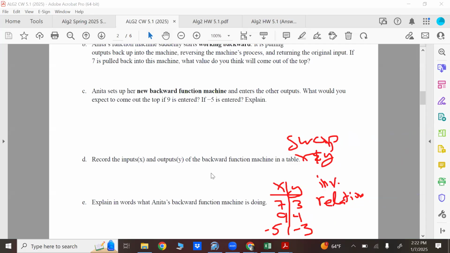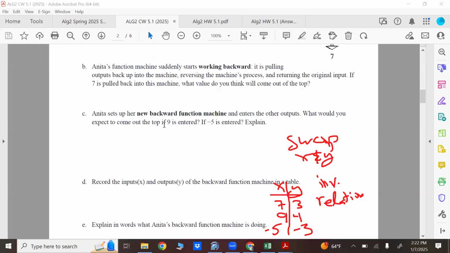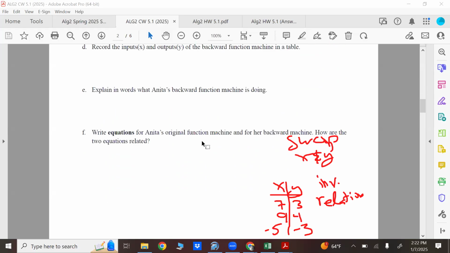Yep, that's all. So that should be pretty straightforward for that one. Now explain in words what Ania's backward function machine is doing, and then write equations. Okay.